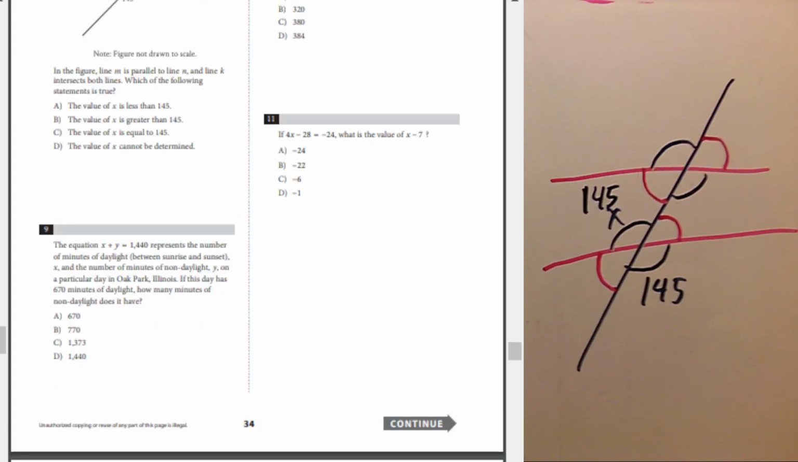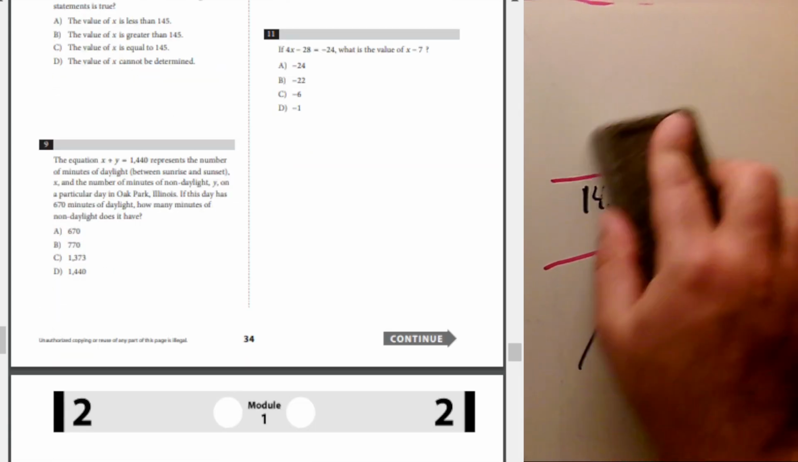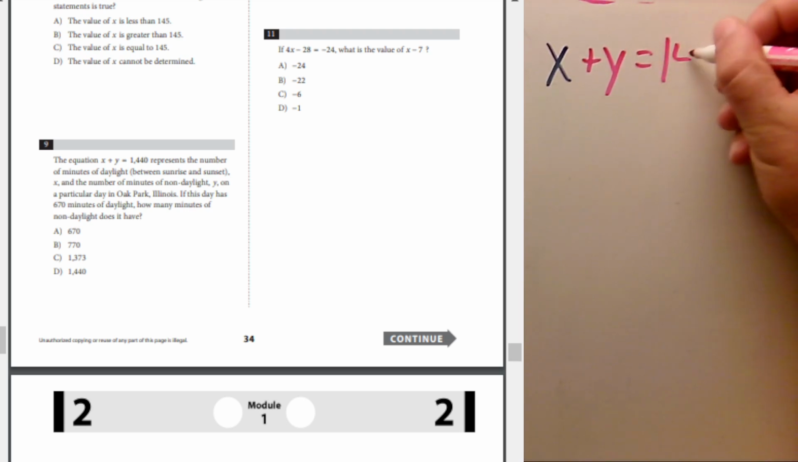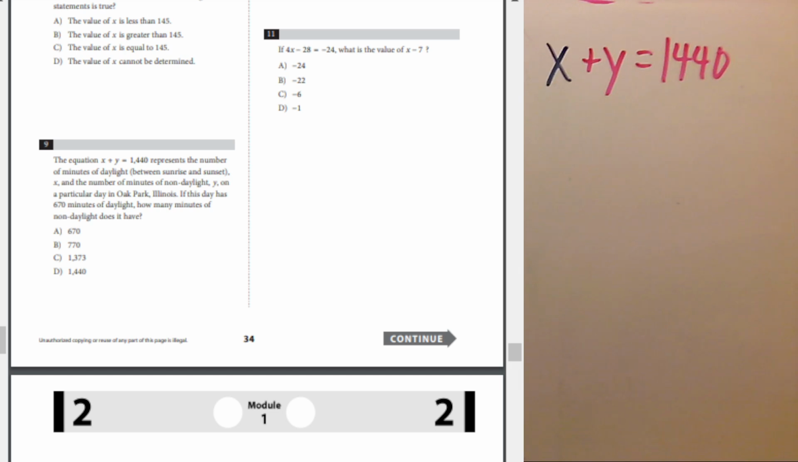Okay, number 9. The equation x plus y equals 1,440 represents the number of minutes of daylight between sunrise and sunset, x, and the number of minutes of non-daylight, y. So can you figure out what 1,440 represents? That'd be how many minutes in a day? It's 24 times 60 minutes, and 24 times 60 is 1,440. And so x is our daylight minutes and y is our night minutes.